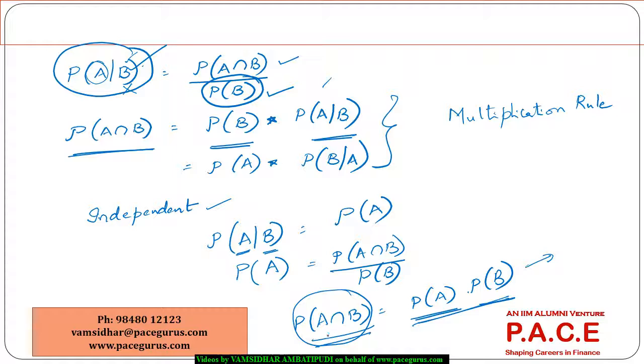These are not mutually exclusive events. These are independent events. In case of mutually exclusive events, their union was a summation of the individual probabilities. In case of independent events, the probability of their intersection is the simple product of their individual probabilities. So these are some of the important points that we really need to understand in this context.